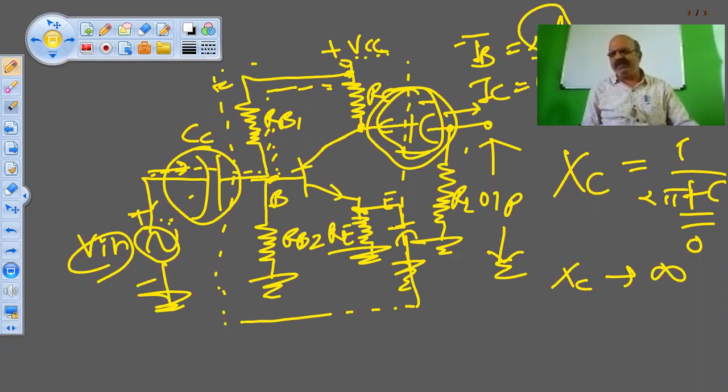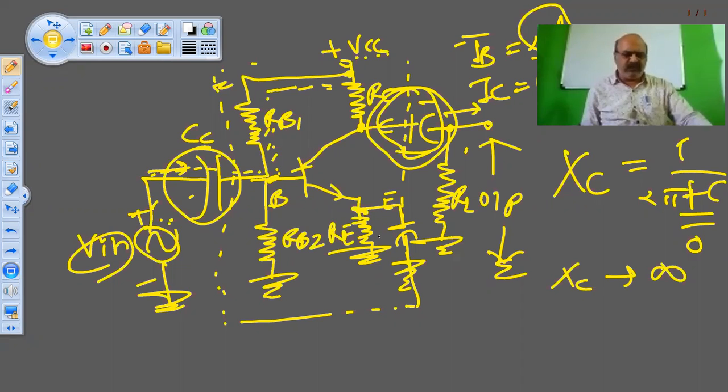When you connect a capacitor in parallel with Re, what will this capacitor do? It will not trouble you for DC biasing, because Re we are connecting for DC biasing or stabilization purpose. Correct? So the capacitor doesn't allow DC current, so all the DC current will pass through Re. So the capacitor will not disturb your stabilization part.